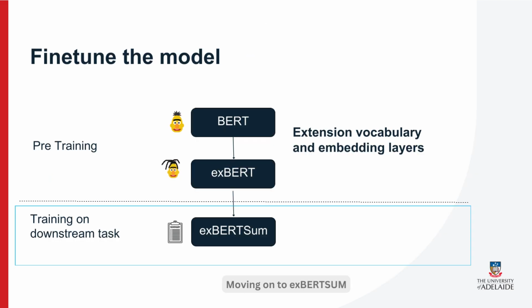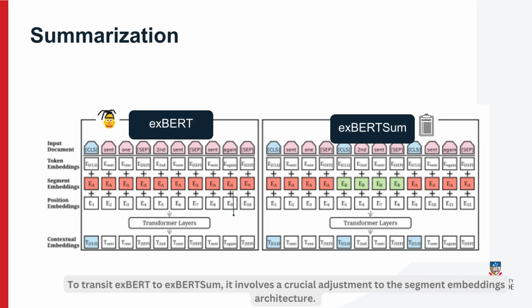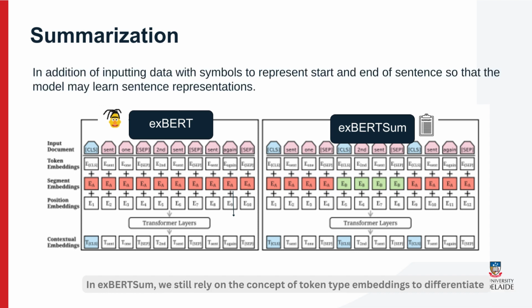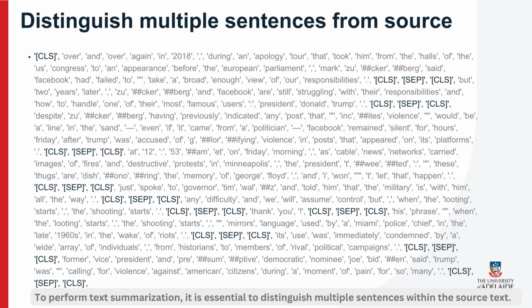Moving on to XPERTSUM. To translate XPERT to XPERTSUM, it involves a critical adjustment to the segment embedding architecture. This adaptation is essential for ensuring XPERTSUM can effectively generate text summaries. In XPERTSUM, we still rely on the concept of token type embeddings to differentiate between the input text and the summary, just as we did in XPERT. In addition to that, we now input data with symbols that represent the beginning and the ending of a sentence. To perform text summarization, it is essential to distinguish multiple sentences within the source text. These additional steps enhance the model's comprehension of sentence structure.